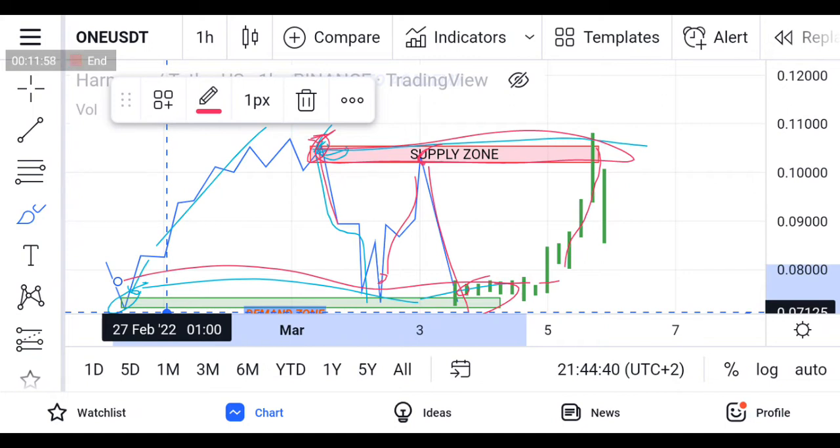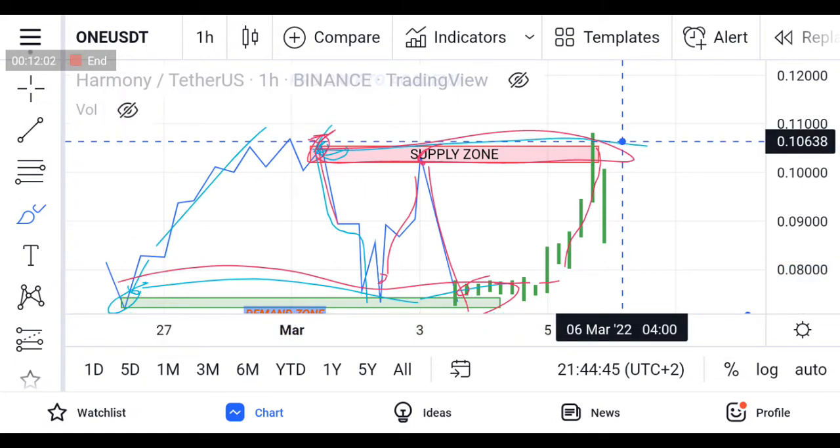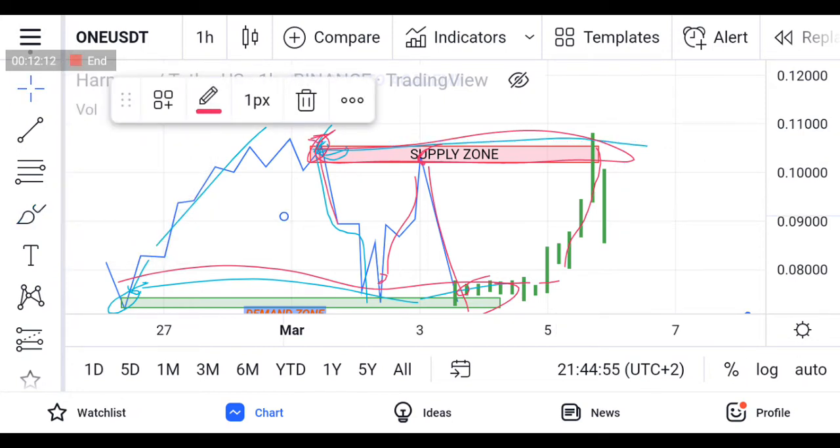Okay, so this area. So now, how to set stop losses? That's the major question that people ask. How do I set my stop loss and my target? We've already talked about your target. You take your buy entry from the demand zone, then the supply zone will be your target. You take your short entry from the supply zone, then your demand zone will be your target. So how do I set my stop losses?